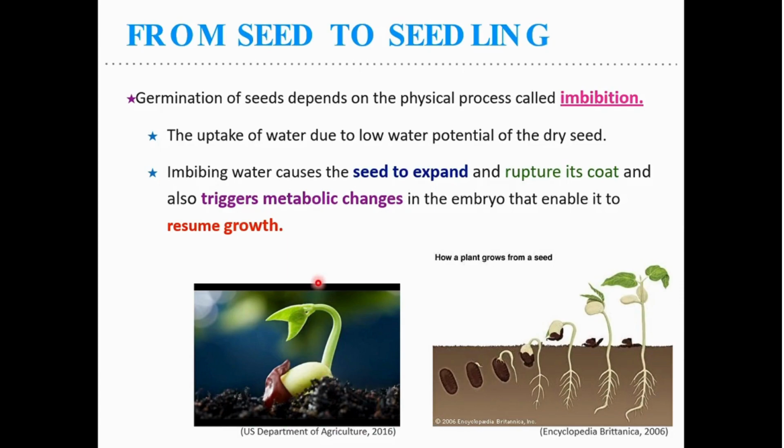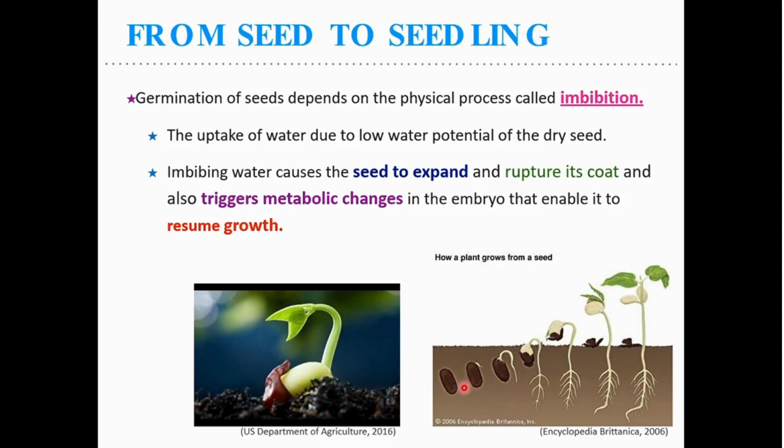From seed to seedling, the germination of a seed depends on a physical process called imbibition. This process is the uptake of water due to the low water potential of the dry seed. Imbibing water causes the seed to expand and rupture its coat and also triggers metabolic changes in the embryo, which then enable it to continue growing.